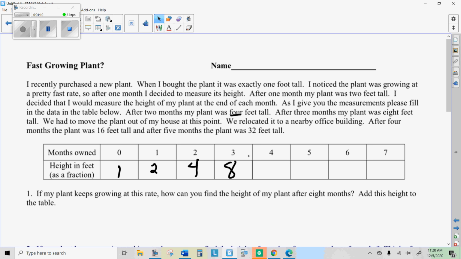And then we had to move the plant out of the house because it was getting too tall. We relocated it to a nearby office building. After 4 months, it was 16 feet tall. And after 5 months, it was 32 feet tall.